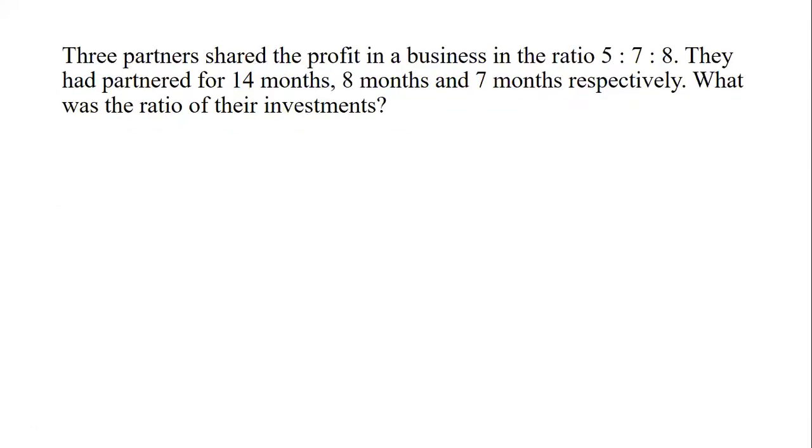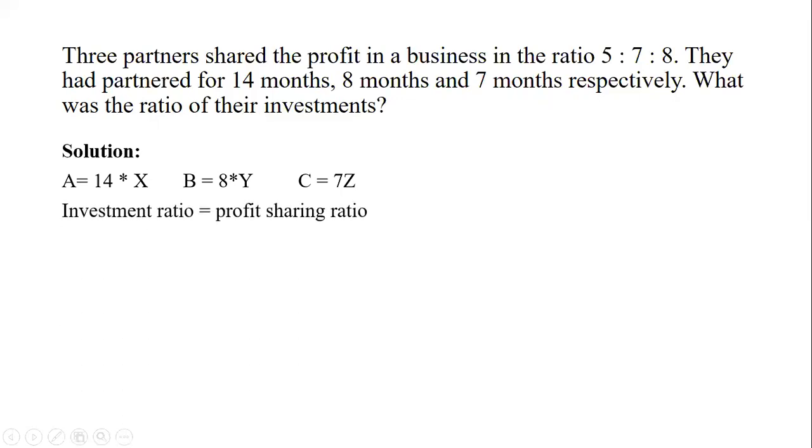So now next question. Three partners shared the profit in a business in the ratio 5 is to 7 is to 8. They have partnered for 14 months, 8 months and 7 months respectively. Here the months of investment is given directly, so we can easily do our calculation based on the given months. So let the amount of investment of three persons be X, Y and Z respectively. A invested for 14 months, he invested X rupees. B invested for 8 months, he invested Y rupees. C invested Z rupees for 7 months, so 7 into Z.